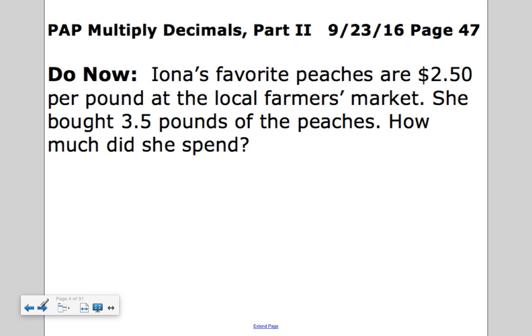All right, so in our do now, Iona's favorite peaches are $2.50 per pound at the local farmers market. She bought 3 and 5/10 pounds. How much did she spend?